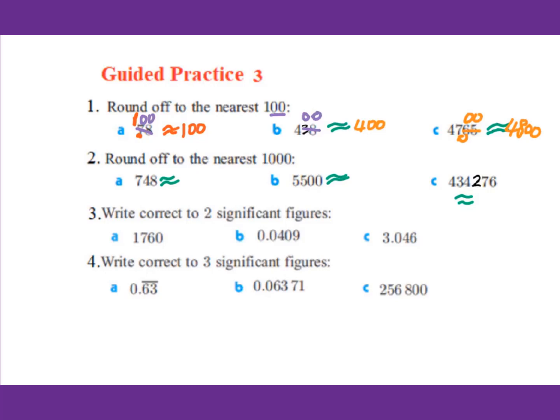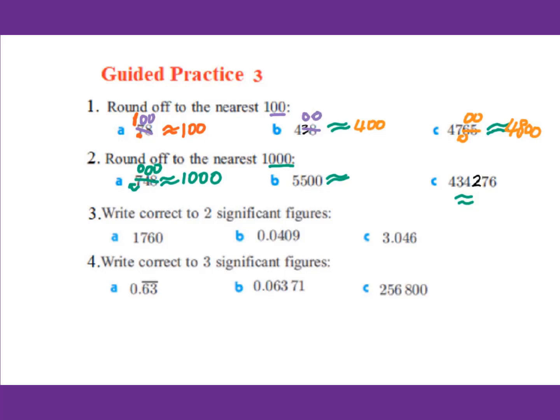For number 2, round off to the nearest 1000. So we change the last 3 digits into 3 zeros. We do 1, 2, 3, cross out. This is 7. You need to round up. So we have 1000.